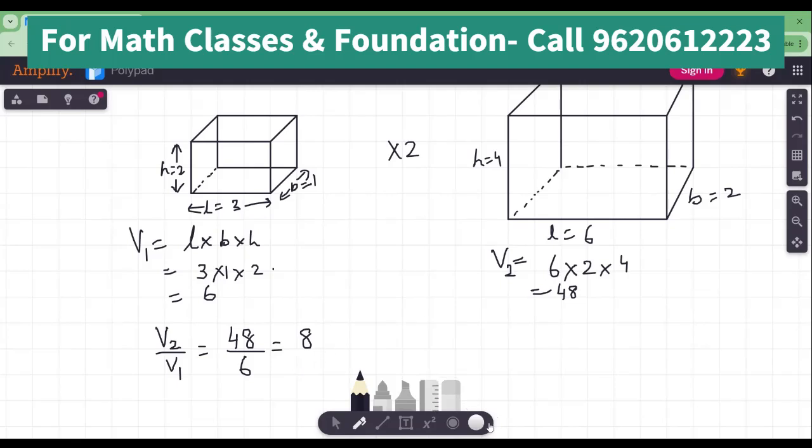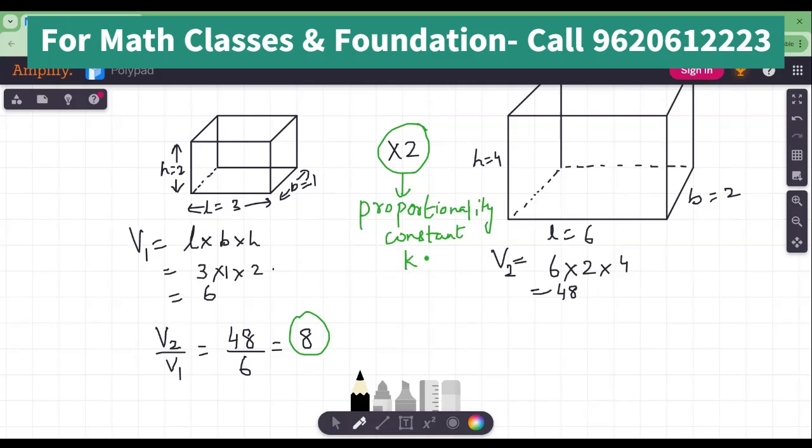Now, how is this 8 connected to this times 2? What is this times 2? It is the proportionality constant, which means the number of times every length is increased or decreased. This proportionality constant is represented by the letter K. So K is 2. Now, what is the relationship between K being 2 and this division? If you see, 2 cubed is 8.